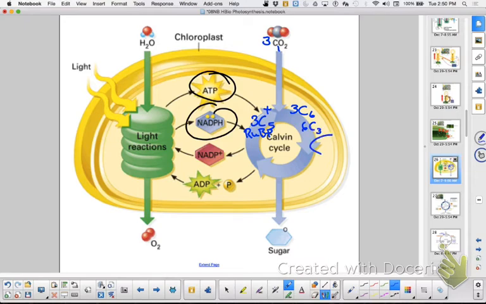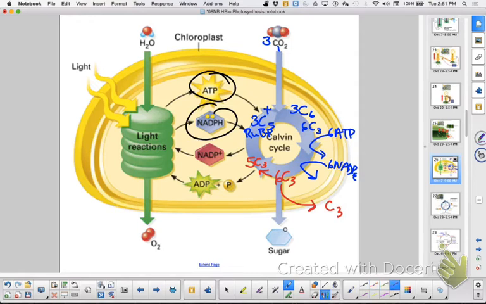Then we use some what? ATP. Use some reduced NADP on our 6 C3. I changed the color because we've just given it more energy. Then we take one away, so we take one of those C3s away, and you're left with how many?